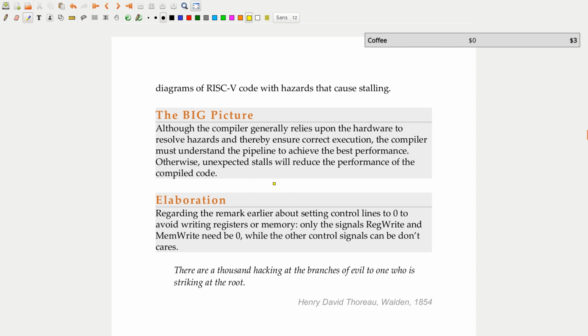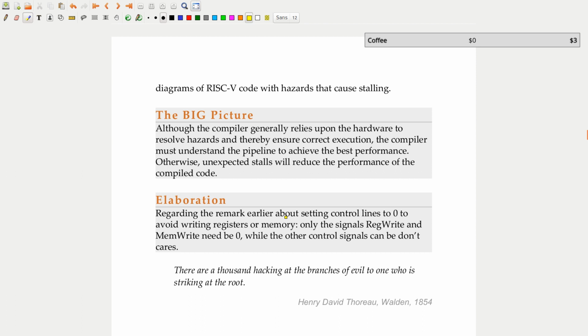Although the compiler generally relies upon the hardware to resolve hazards and thereby ensure correct execution, the compiler must understand the pipeline to achieve the best performance. Otherwise, unexpected stalls will reduce the performance of compiled code. And in reality, people that develop compilers don't explicitly know everything about the pipeline. A lot of times that's obfuscated away from us. So we have to make some good guesses, and we can do a fairly good job. But at the end of the day, nobody's perfect.